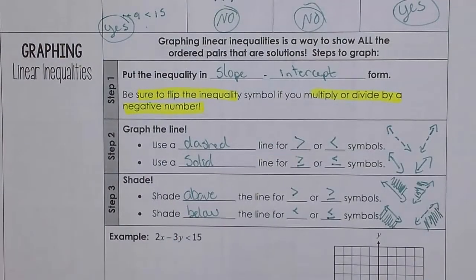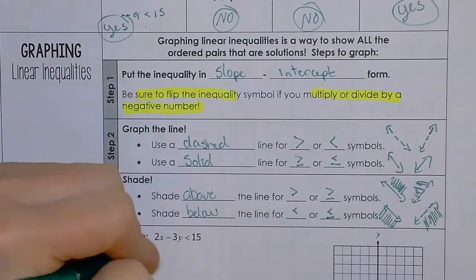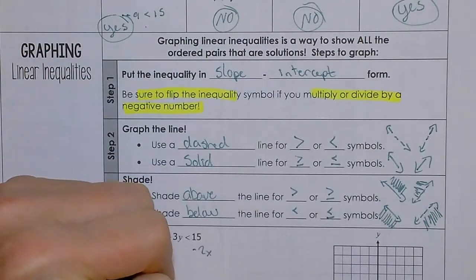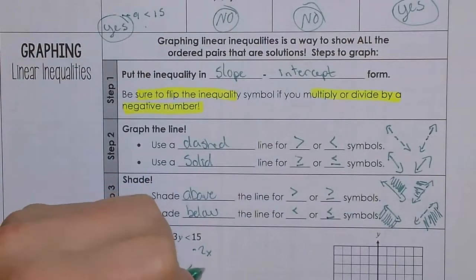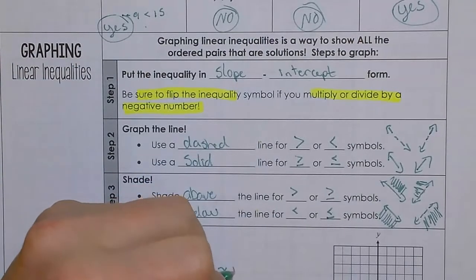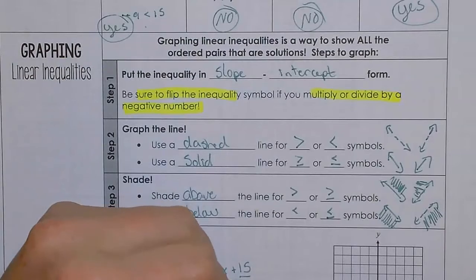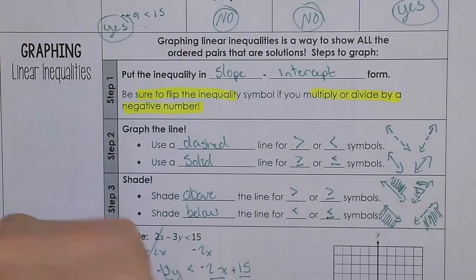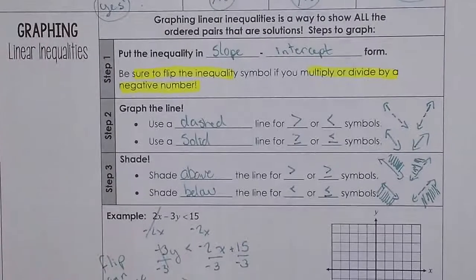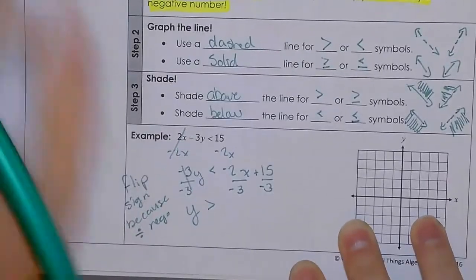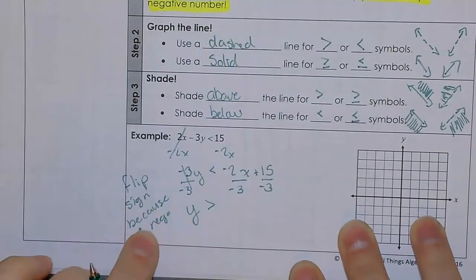So, for example, 2x minus 3y is less than 15. First, I have to put it in slope-intercept form. Minus 2x on both sides, with negative 3y is less than negative 2x plus 15. Same steps you would use if this was an equation, except now I have to divide by negative 3 on everything. That's still the same step, but because that was a negative, I need to make that a greater than. I flipped the sign because I divided by a negative. So right here, I went from less to greater because I divided by a negative.